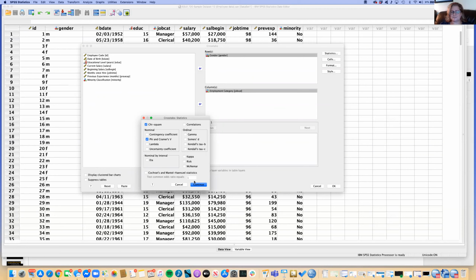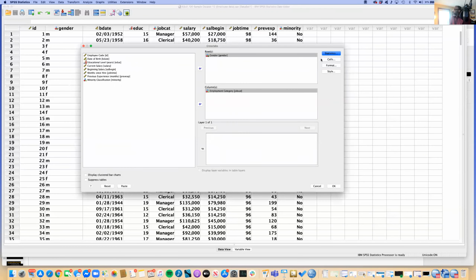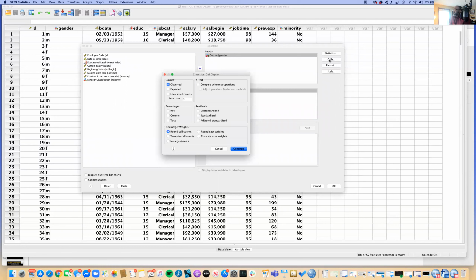Gender, right, it's having an effect on what? Job category. Absolutely. Okay, we can go to sales. What we want to do is click expected, okay? And what expected is going to tell us is this is the expected count, right?